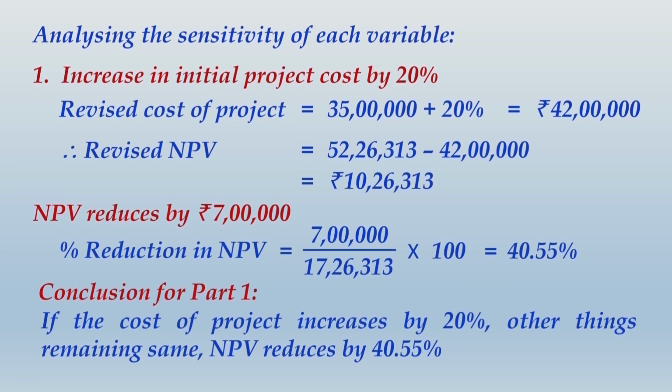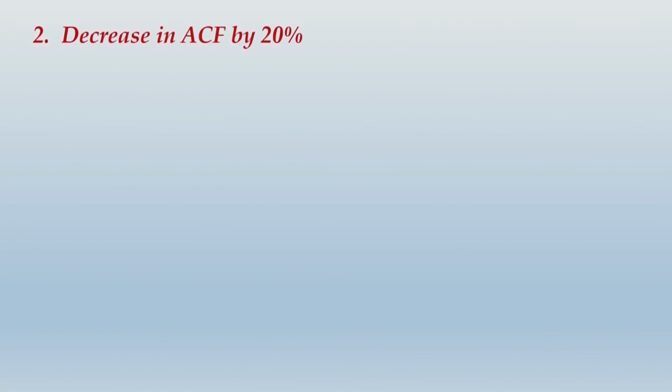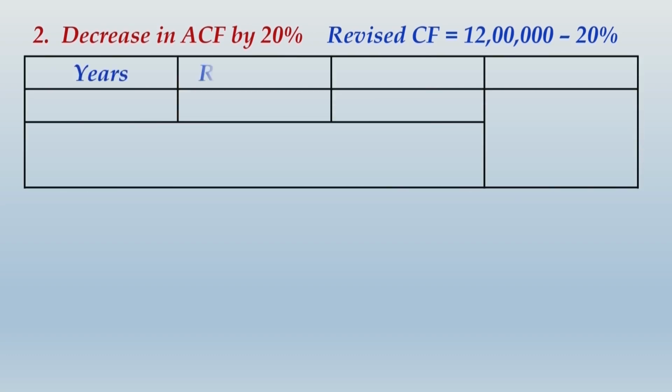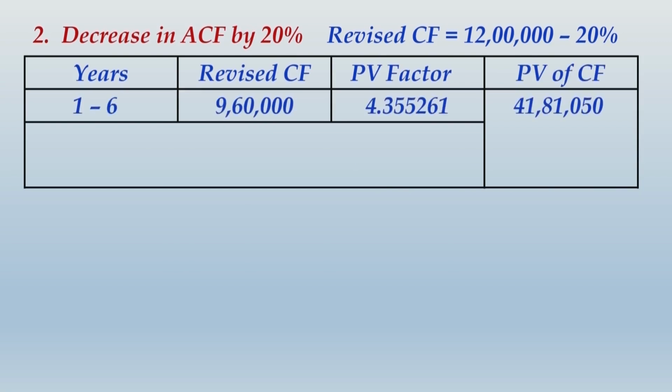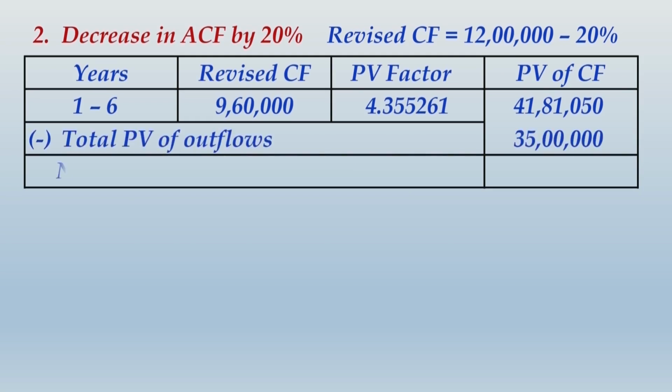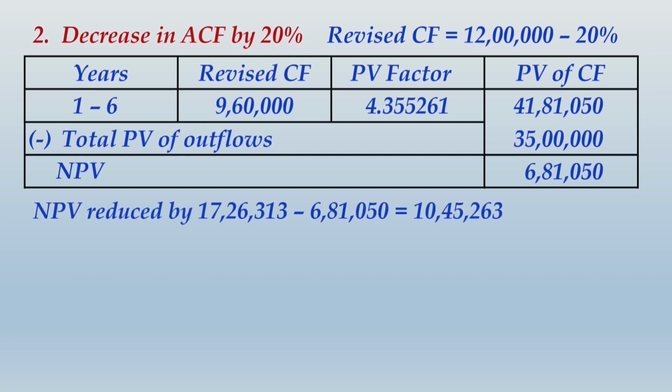Alright friends, once you have completed writing this much, let us move ahead, and now we take the next change, that will be decrease in annual cash flows by 20%. So revised cash flows will be 12 lakhs minus 20%. By calculation it comes to 9,60,000. So you make the same pattern of calculations, only thing the revised cash flows that you consider now is 9,60,000. Other things remaining same, your revised NPV comes to 6,81,050.